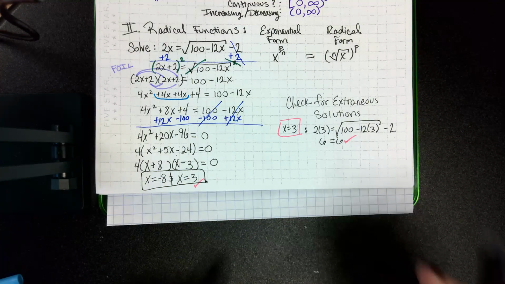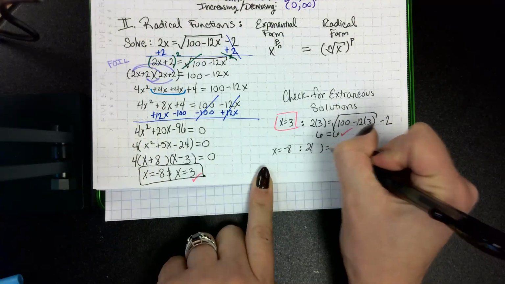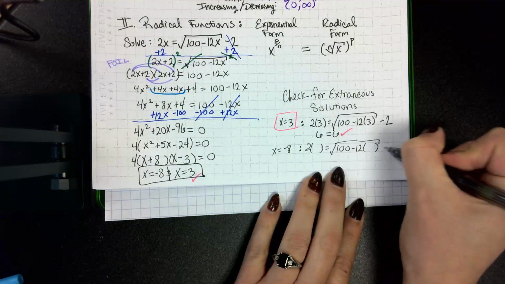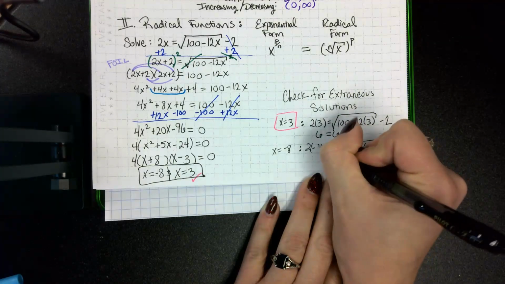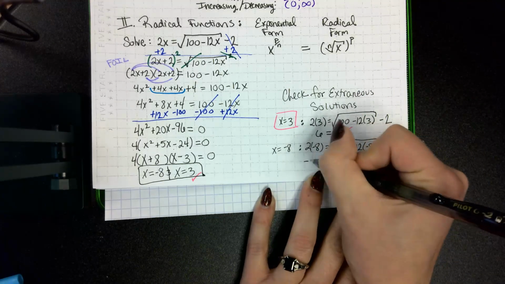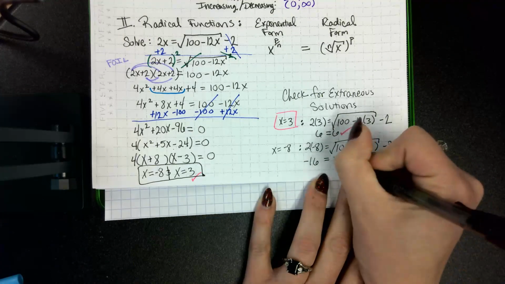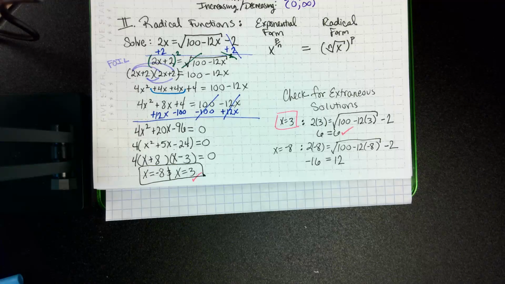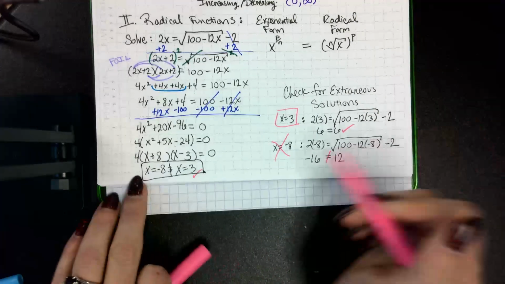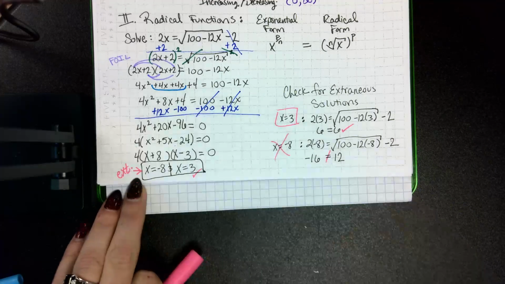Then I want to check my other one. x equals negative 8. Same thing. 2 times blank equals the square root of 100 minus 12 times blank, and then minus 2 on the outside. Fill in a negative 8. On the left side, I have negative 16. And then I type all this on the right side carefully into my calculator, and I get 12. Negative 16 equals 12? No. Negative 16 does not equal 12. So negative 8 is not a solution. It is an extraneous solution. So I have to say that.